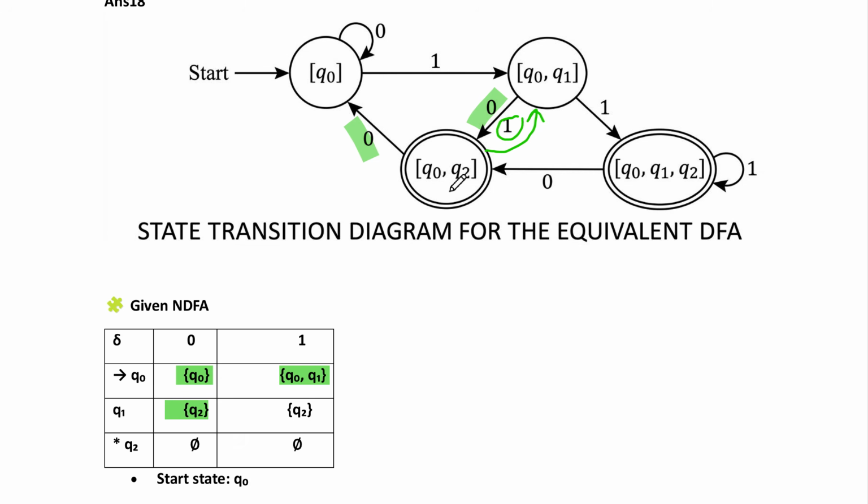Q0, Q2 will now become the input state. Now we have to apply 1 on Q0, Q2. First you apply 1 to Q0, and you get Q0, Q1. When we apply 1 to Q2, we get nothing. So after applying 1 to Q0, Q2, we get the next state as Q0, Q1. In this manner, we can convert the given NDFA to the desired DFA.